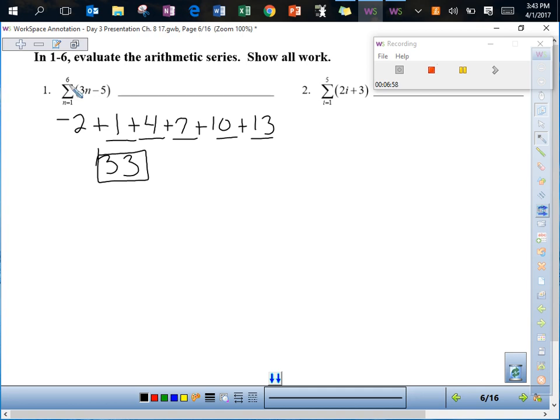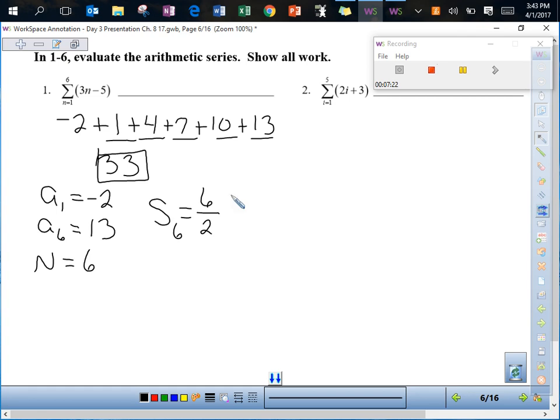So let's look at the key things for Carl's formula here. A sub 1 is negative 2. A sub 6, my last term, is 13. N, the number of numbers we're trying to add up, is 6. Well, check this out. Here goes my formula. The sum of these 6 numbers is 6 divided by 2, there's your n over 2, times negative 2 plus 13. At this moment, guys, you could grab your calculator and run that straight through. Since these are little numbers, this really becomes 3 times 11, so there's my answer of 33.